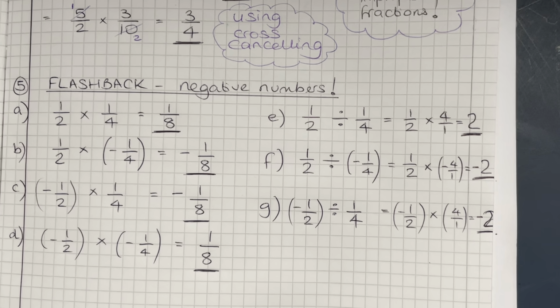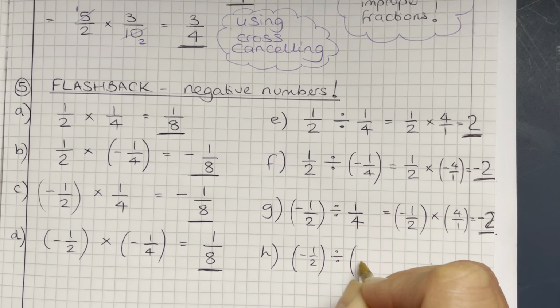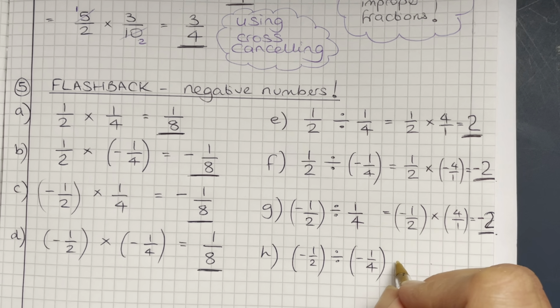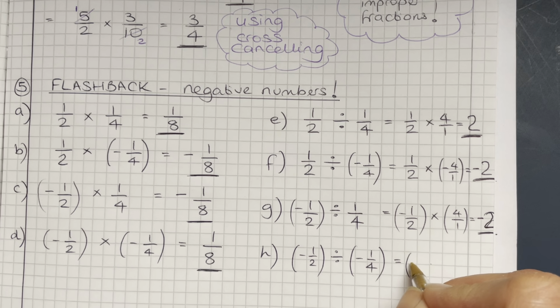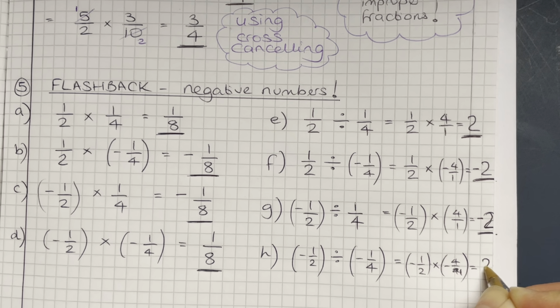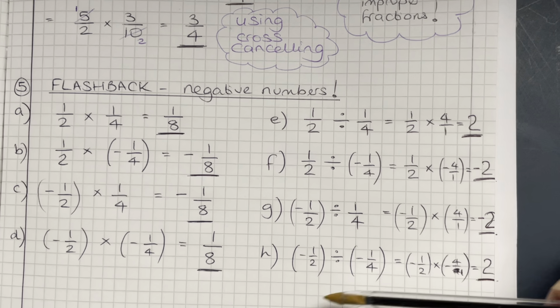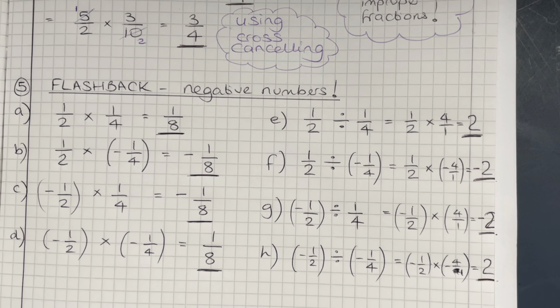And finally, if I have a negative 1/2 divided by a negative 1/4, that's going to leave me with negative 1/2 multiplied by negative 4 over 1, sorry, I'm rushing, gives me a positive 2, because a negative multiplied by a negative gives us a positive. So you can see why I did the multiplication first, because we're taking a division calculation and turning it into a multiplication. So that's your flashback for negative numbers.